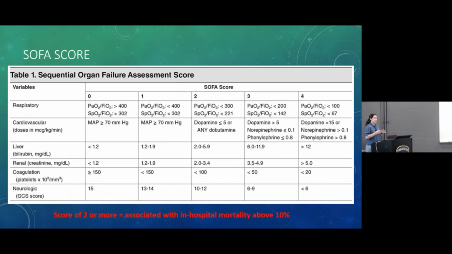This is mainly meant for ICUs. Even in the ED, we won't have some of these from the get-go. Once we get some labs, we'll start getting some of this back, but especially for y'all in the field, the only things you'll have are our cardiovascular, is their MAP above 70, and maybe neurologic, their GCS. Besides that, all these are lab-based. And just to point out, a score of 2 or more is associated with an increase in hospital mortality, and it's above 10%.